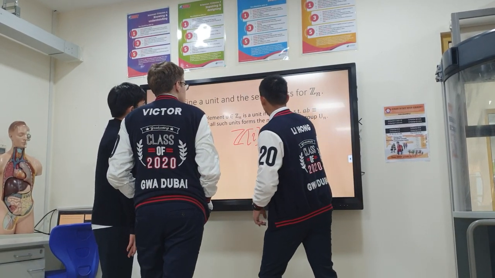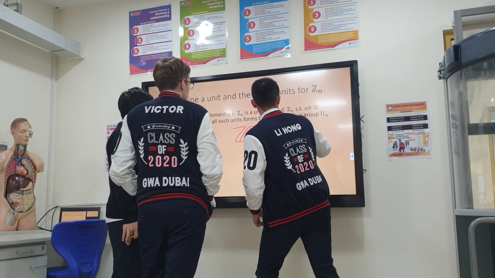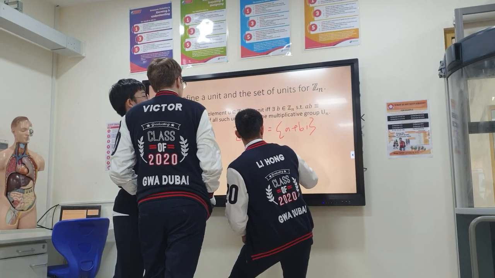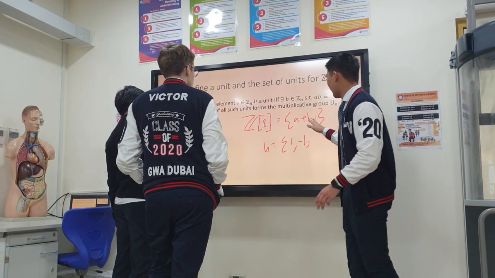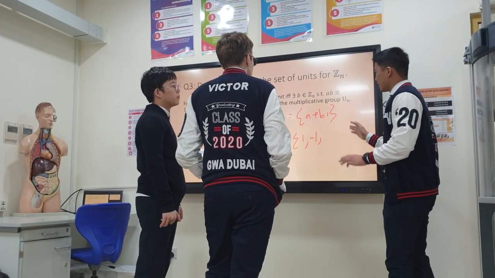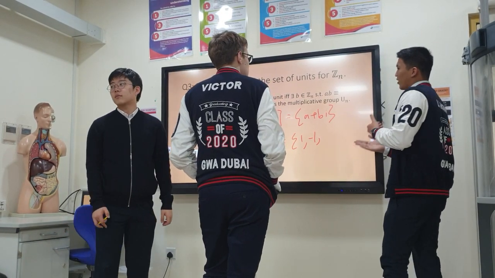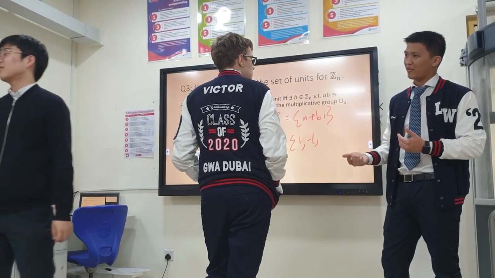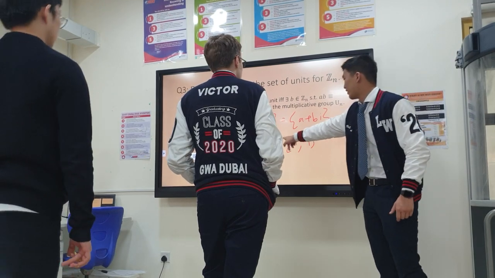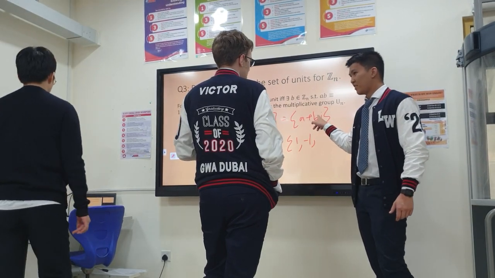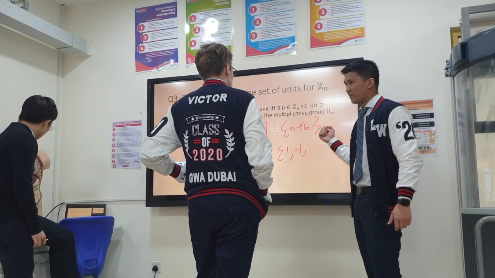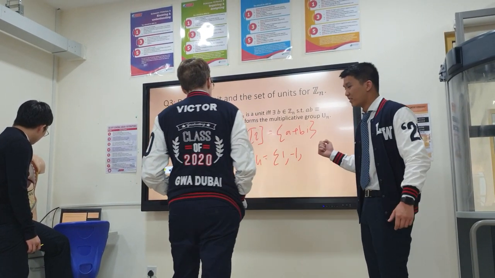Z is the sum of a plus bi, and if units are equal to 1, negative 1, okay? Just think, if b is 1 and a is 0, then we have i, right? So i is a unit because you can multiply it by i to the third power, which is negative i. Negative i, then b is equal to negative 1. I times i to the power of 3 gives you 1. So you can get 1.